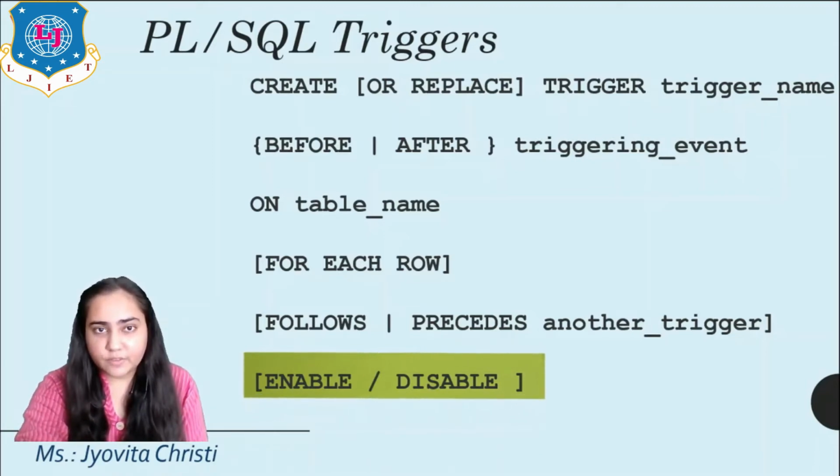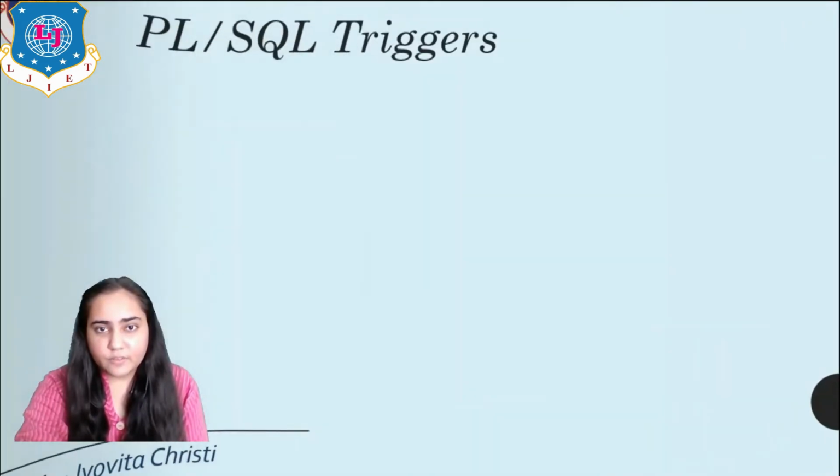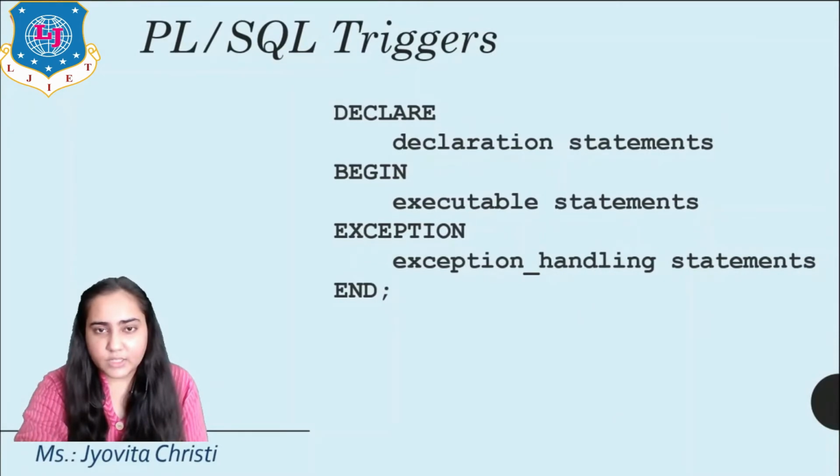Now let's see the body of the trigger. The body of the trigger looks like this, and you'll notice that this is much like any other PLSQL block. So there's nothing different here. There's a declare part, begin part, exception, and then end. So this is nothing different than a PLSQL block. So that's it about triggers, and now I'm going to execute one in PLSQL.